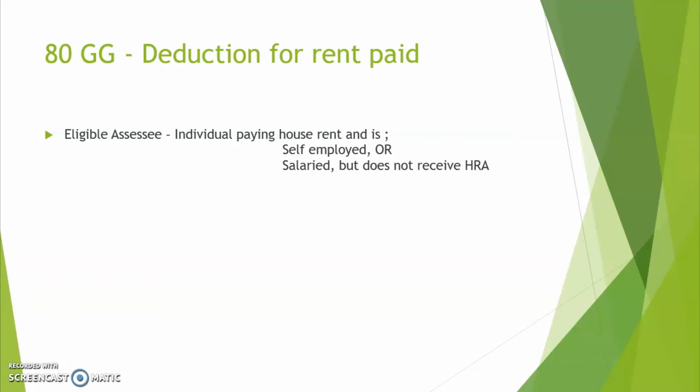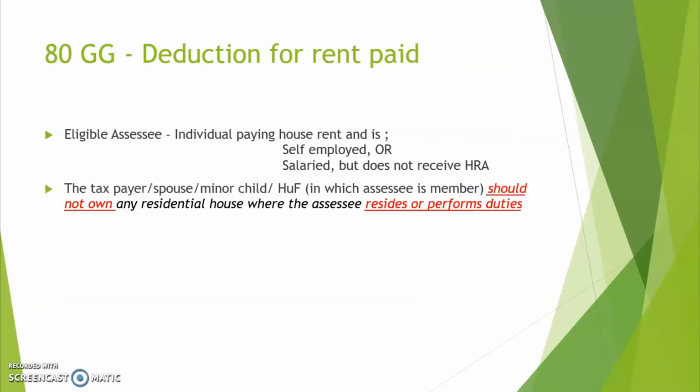And there is one condition for this section, and that condition is that the taxpayer, that is the assessee, the spouse, their minor child or an HUF in which he is a member should not own any residential house where the assessee resides or performs his duties from. Alright, pretty clear, nothing much to explain over there.